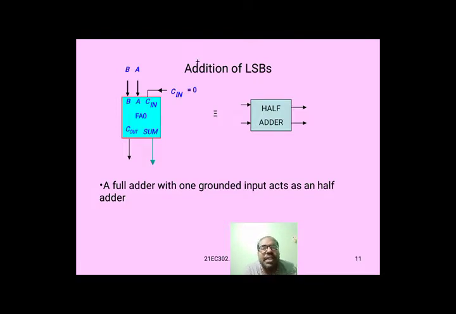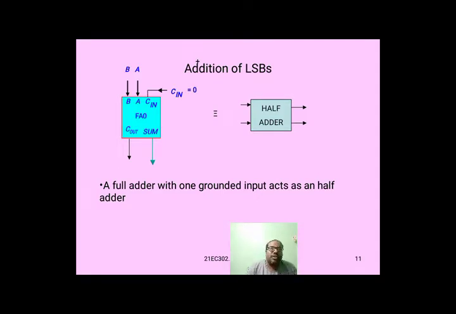Here the inputs are A and B, carry input Cin equal to 0, and the outputs are carry out and sum. Here I have given a full adder circuit equivalent to the half adder. That means if the Cin value is equal to 0, the total circuit represents the half adder. A full adder with one grounded input acts as a half adder.